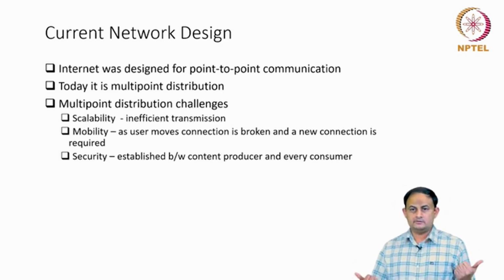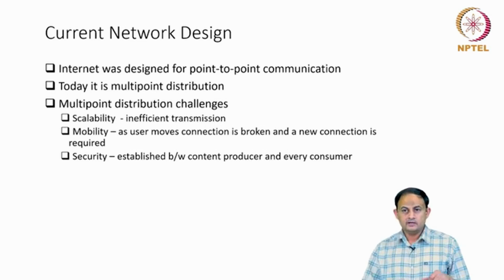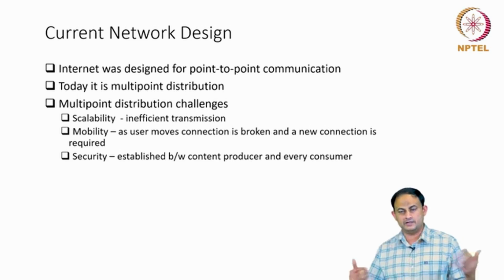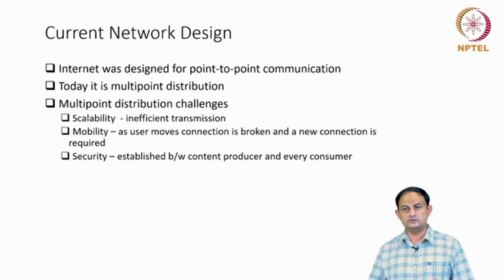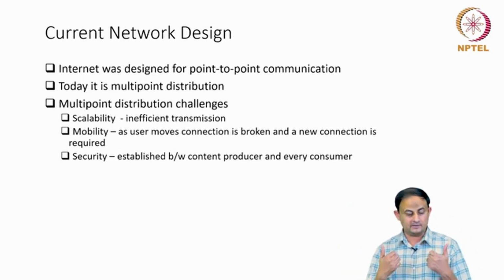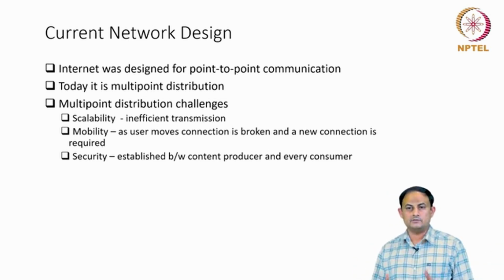As I said, because the internet or the network works using point-to-point communication, even if I want to do multi-point distribution, I still use the same semantics of point-to-point communication. So if n number of users or consumers are there, n number of times the same content is repeatedly transmitted over the network. That becomes very inefficient. As the number of users increases, it poses scalability challenges.